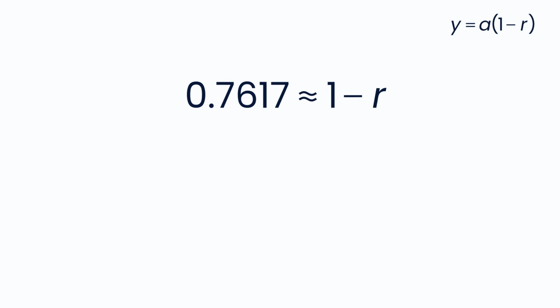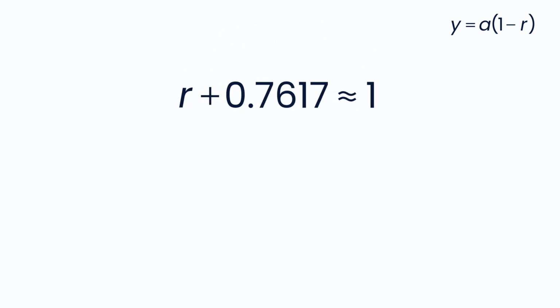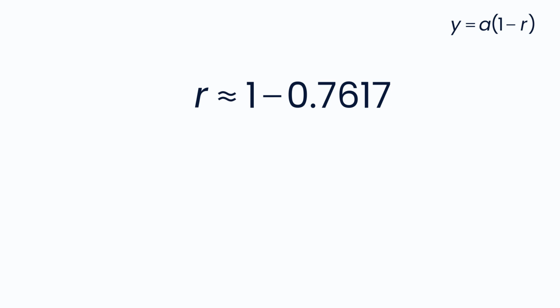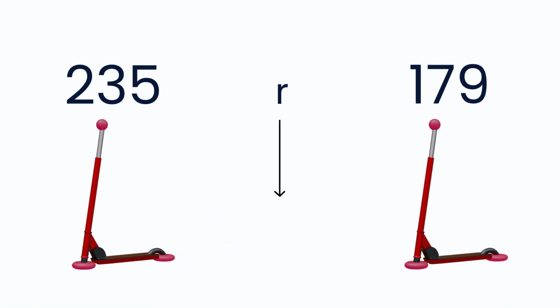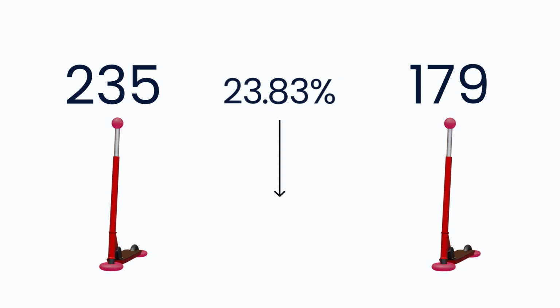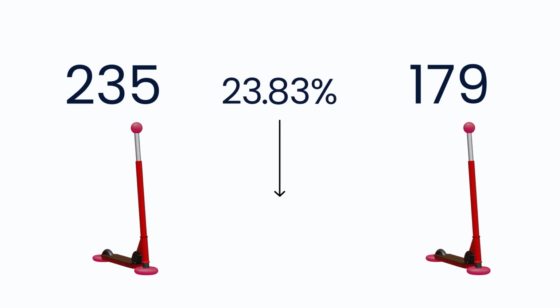0.7617. To get a plus sign in front of r, you move it to the left-hand side of the equal sign. Then you move 0.7617 to the right-hand side. You now have the expression r is approximately equal to 1 minus 0.7617. 1 minus 0.7617 is 0.2383. And on the left-hand side, you were left with r, which is the decay rate you were looking for. That means that between these 2 years, there was a 23.83% decrease in hover scooters sold at the sports shop.